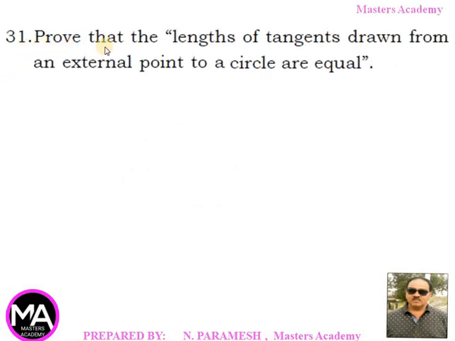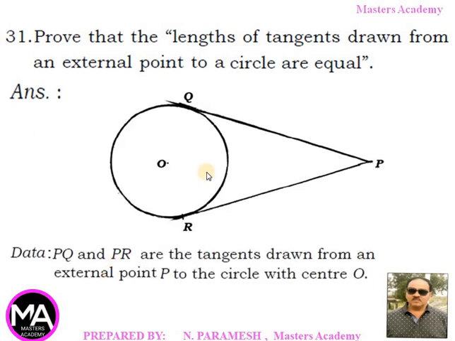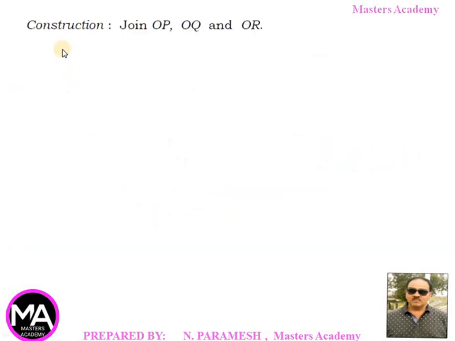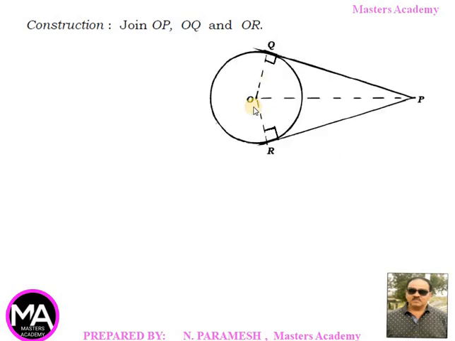31st question. Prove that the lengths of the tangents drawn from an external point to a circle are equal. Answer: Data: O is the center of the circle. P is an external point. PQ and PR are the tangents drawn from an external point P to the circle with center O. To prove: PQ is equal to PR. Construction: join OP, OQ and OR.